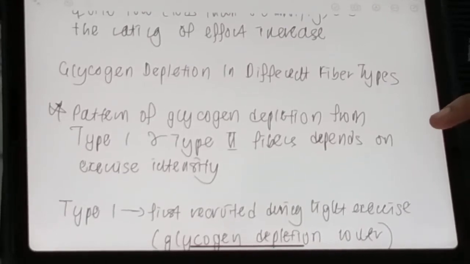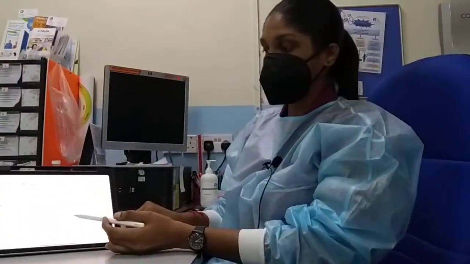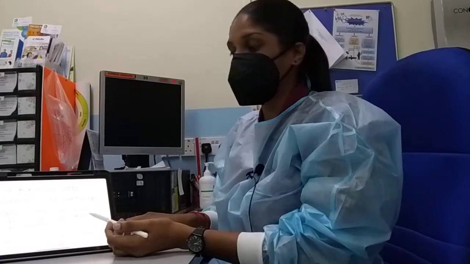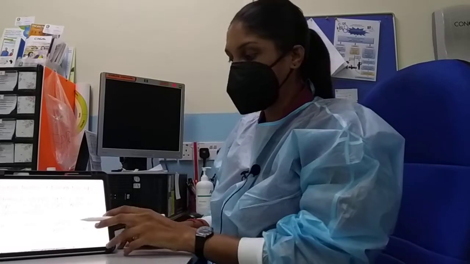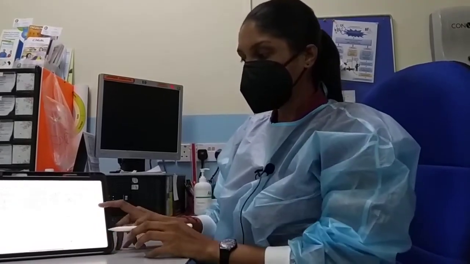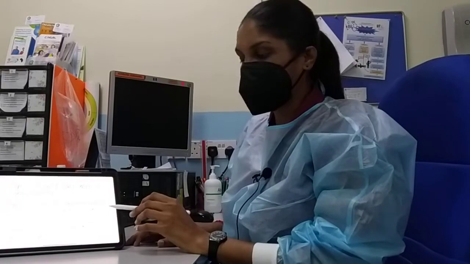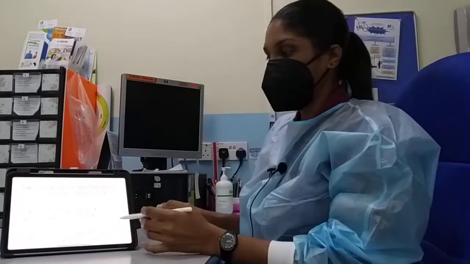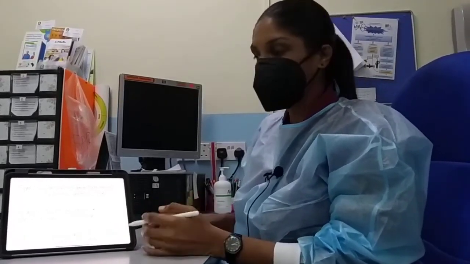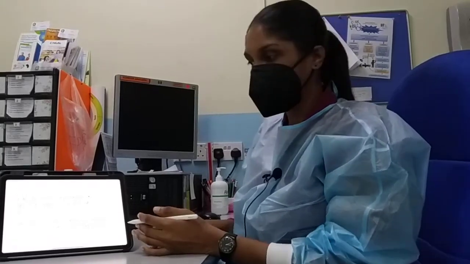Glycogen depletion in different fiber types. The pattern of glycogen depletion from type 1 and type 2 fibers depends on the exercise intensity. As I mentioned in the previous topic, I discussed type 1, type 2A, and type 2X muscle fibers. Type 1 is first recruited during light exercise, when the glycogen depletion will be very low. As muscle tension requirement increases, type 2A will be added to the workforce, and then the depletion will be more than in type 1. Then type 2X, with exercise at maximal intensity, will have more glycogen depletion.